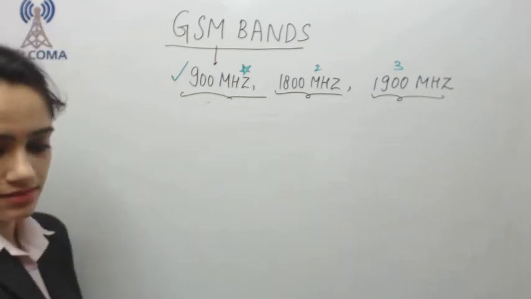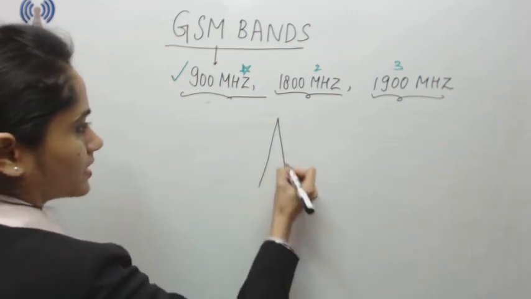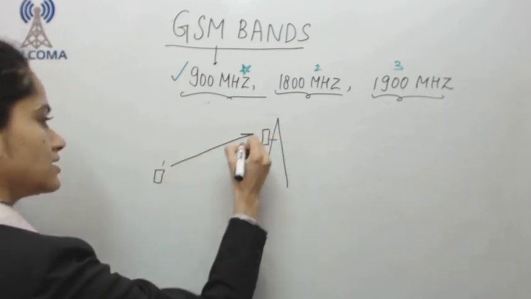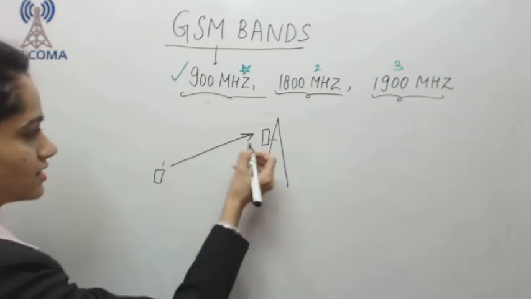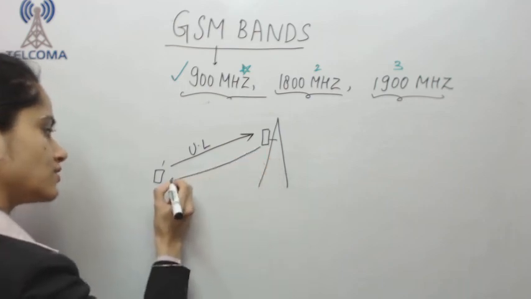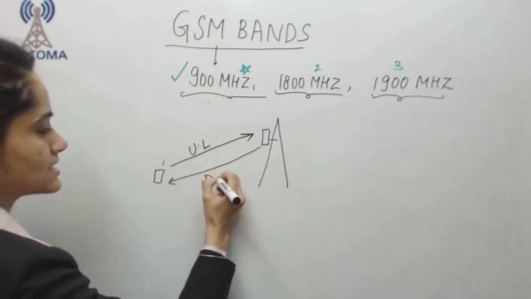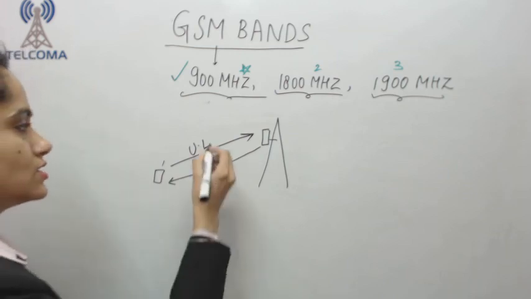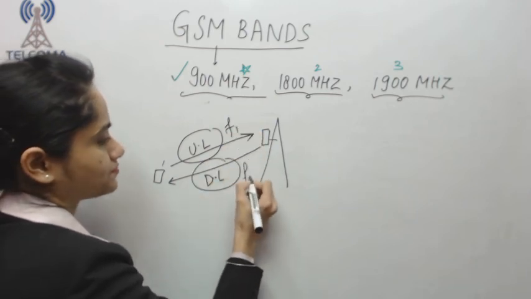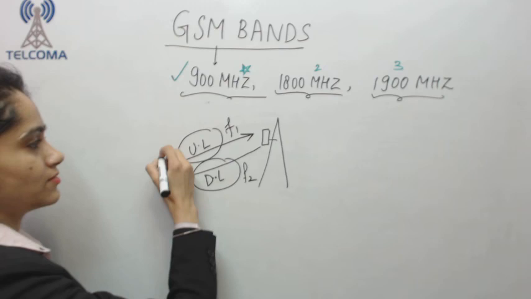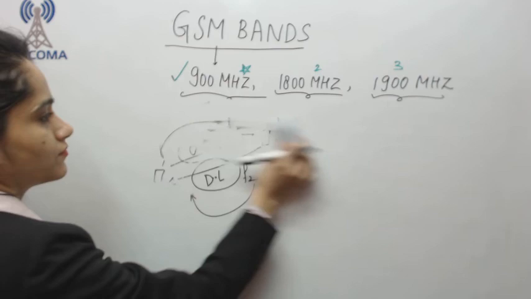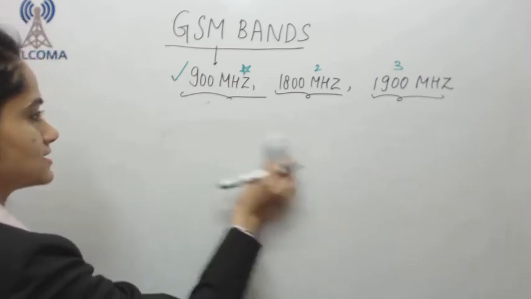which is 900 megahertz. Here we have a network and a user. When the user communicates with the network, we call this link uplink, and when the network communicates with the user, this link is downlink. We require a frequency for uplink and a frequency for downlink too. All the uplink signals will pass through F1 and downlink signals through the F2 frequency. So we have divided the band like this.